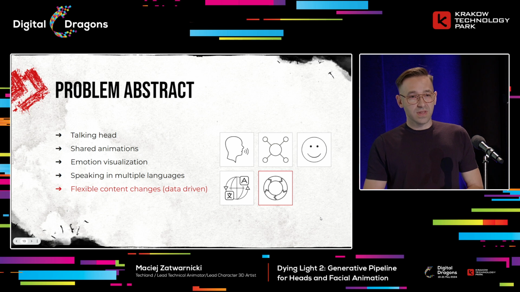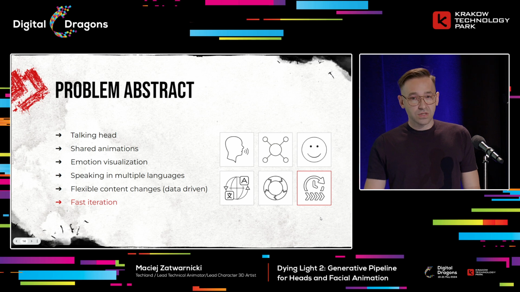So the pipeline needs to be flexible enough so we can replace those chunks without redoing the whole pipeline at that point. So it has to be flexible and content-driven. And fast iterations, which is also quite important because there's a lot of repeatable work which can be done either on the animator side or on the modeler side, which we'd like to speed up and just prepare the tools for them so they can work faster.